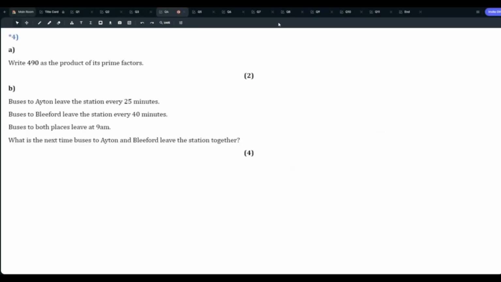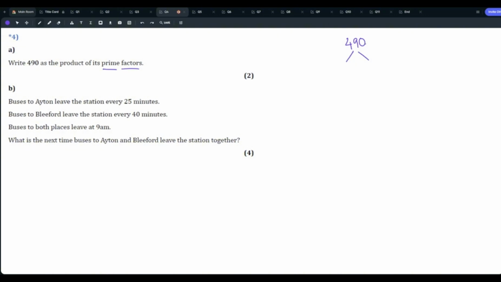Question number 4. Write 490 as a product of its prime factors. Okay, so 490 as a product of its prime factors. So what we want to do is do a factor tree. And a prime factor is just a prime number, so a number that can only be divided by itself and 1. But it's also a factor, so it's a number which will go into 490. That also happens to be a prime number. And we do this by using factor trees.